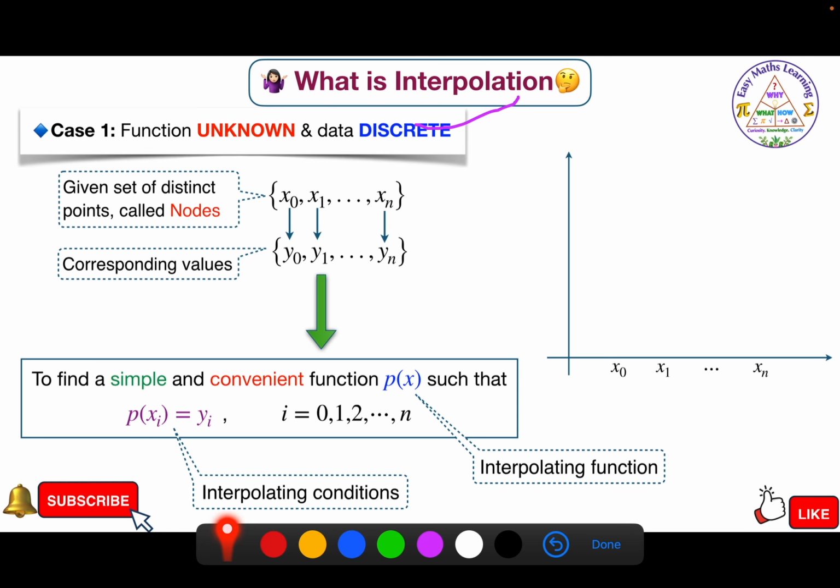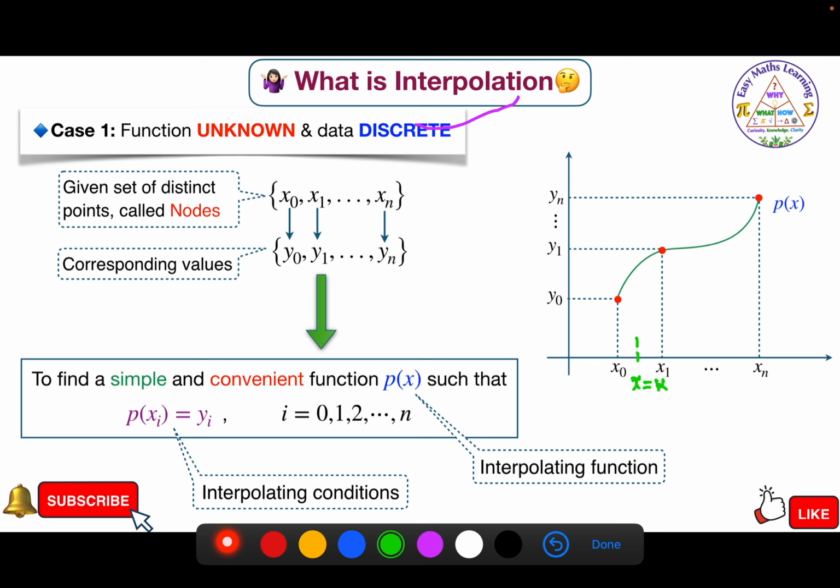Okay. Now this simple function is called interpolating function. Look at the graph. These are the n plus 1 distinct nodes. Red dots represent the corresponding values, and this green curve represents the interpolating function p(x). After getting p(x), we can find approximate value of p(x) at any point between x0 and xn. Okay, so for example, suppose we want to find the value at x equal to k. So approximate value will be p of k.